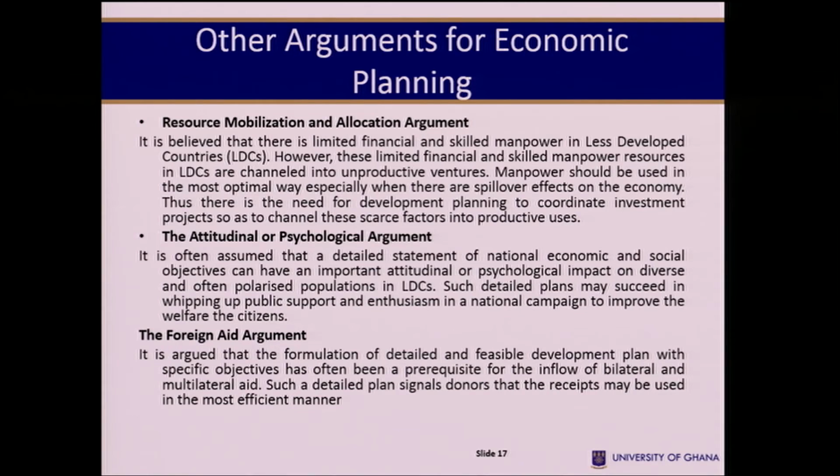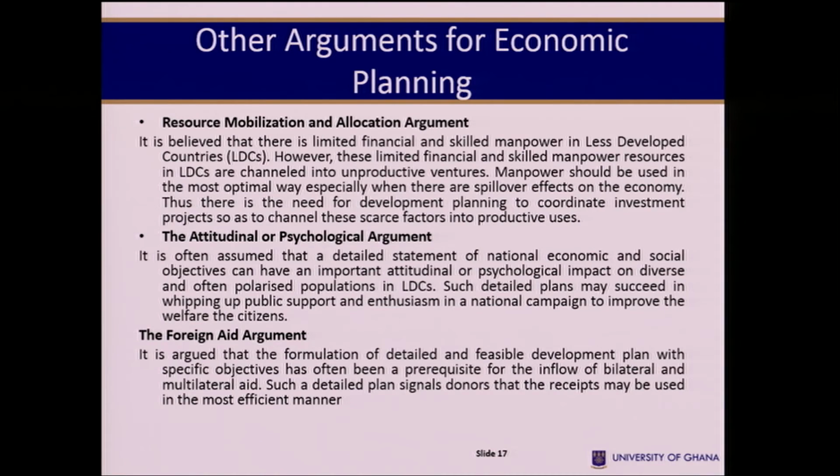There are also other arguments for economic planning apart from the market failure argument. This has to do with the resource mobilization and allocation argument, and then the attitudinal or psychological argument, then the foreign aid argument. The foreign aid argument is quite practical in the sub-Saharan African context or in the Ghanaian context.